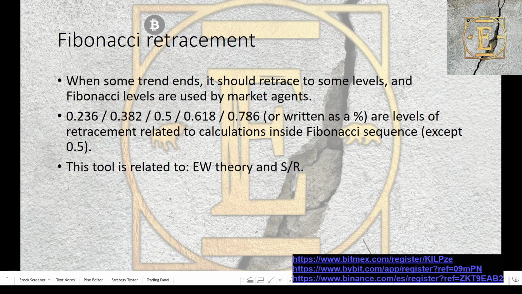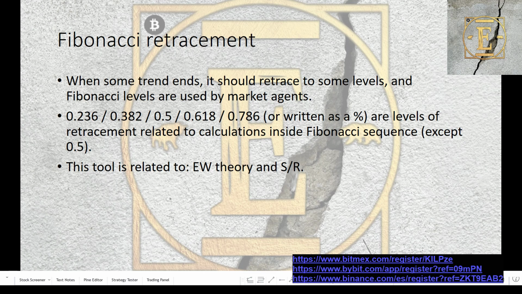So the Fibonacci retracement is based on when some trend ends. I don't care if it's a bull trend or a bear trend, it should retrace to some levels. And Fibonacci levels are used by market agents. So when a trend stops, there's a retracement in the other direction, and you should go to the Fibonacci levels, because the buyers and the sellers are going to go to the Fibonacci levels.